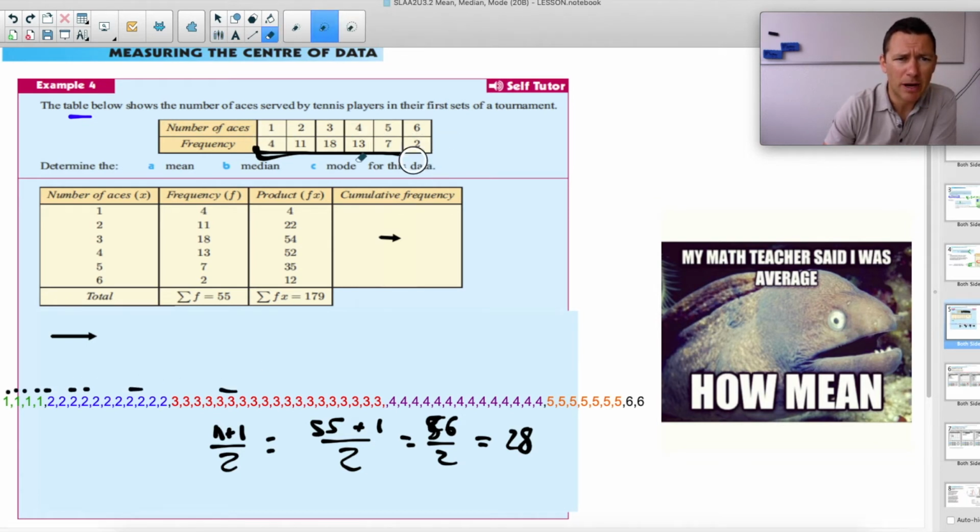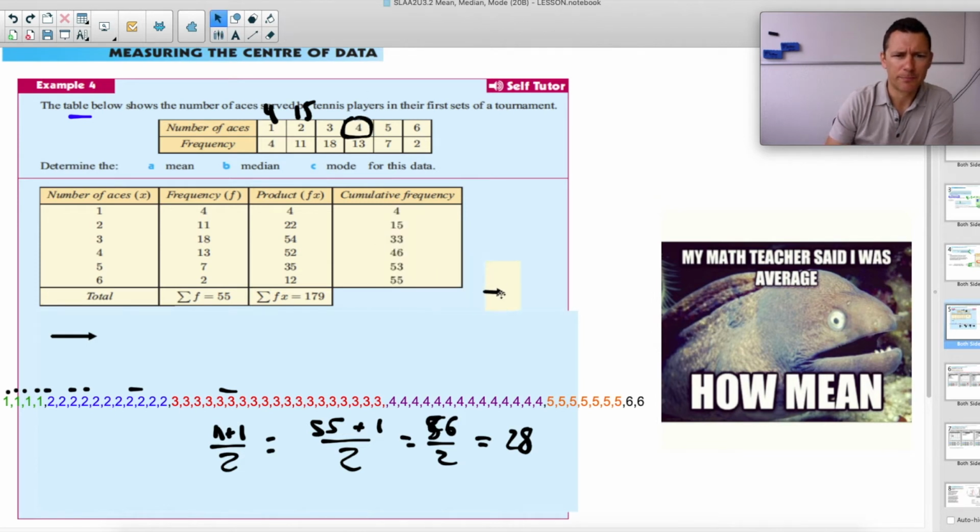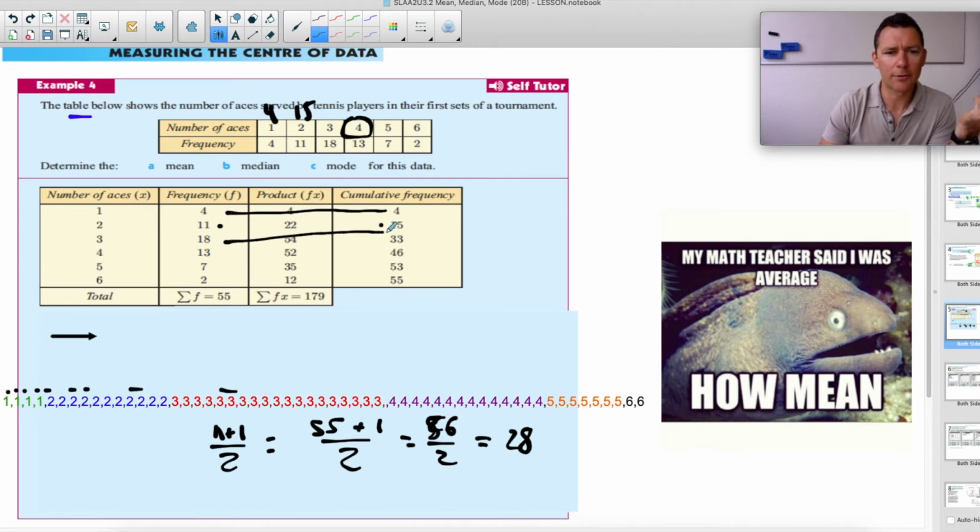Or you can start at the bottom and count: 4 have been counted. Now here's 11, so now we're talking about 15. And 18 more, we are not to 28 yet, so it must be into the 3s. You see that happening? Otherwise, you could use a cumulative frequency table: 4 have been counted, 11 more, 18 more have been counted. 33. Oh, so there we go. We're at 33, we're looking for 28, so it is in 3. So the median is 3.